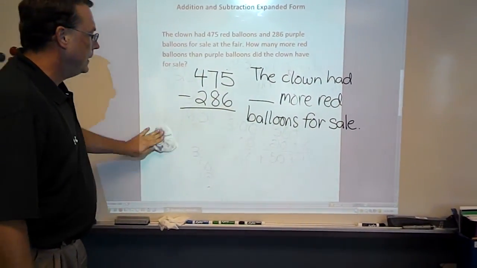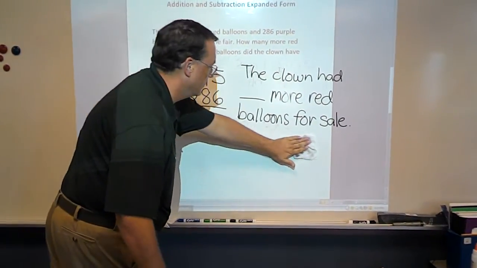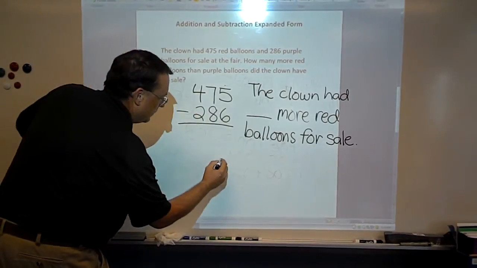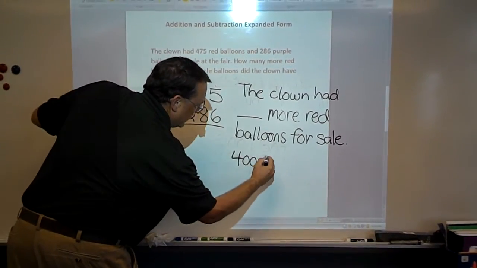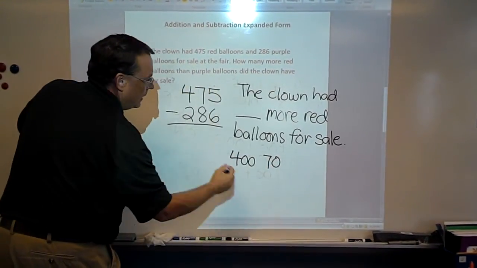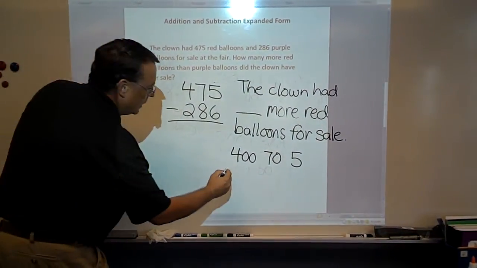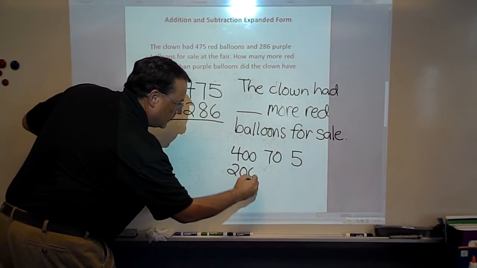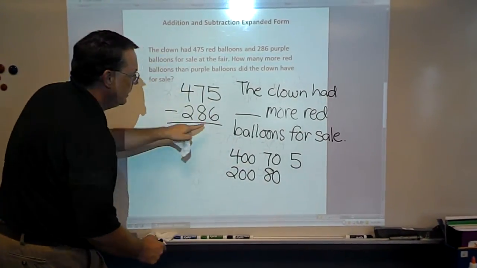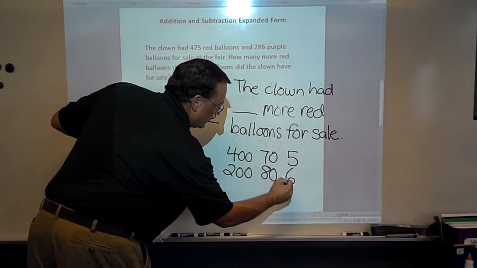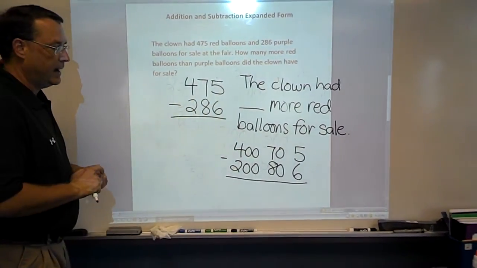Okay? Now let's go back to what we did earlier with our expanded form, but this time we're going to do subtraction. So I'm going to 400, 7 tens has a value of 70, and 5 ones have a value of 5. My 200s have a value of 200. My 8 tens have a value of 80. And my 6 ones have a value of 6. Now remember, this time we're subtracting those values.